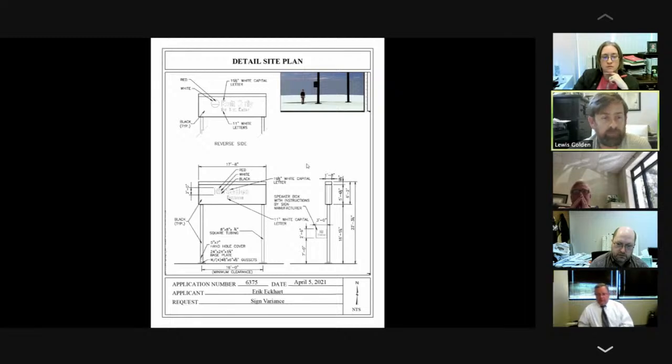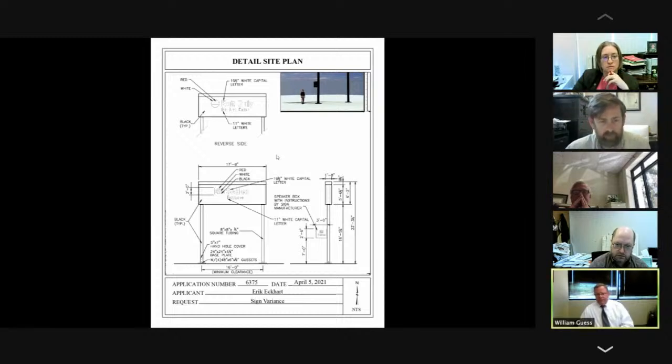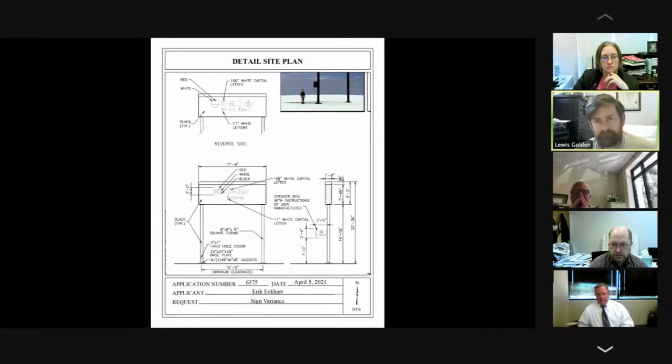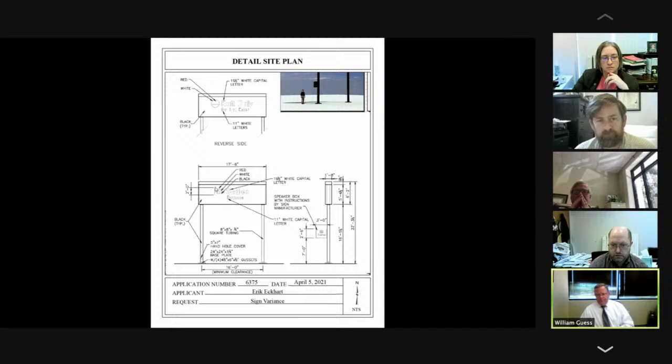I did. So we're talking separately about the tall sign and the building signage? I would say so. Okay, so right now we're just talking about building signage. Signage in general, total number. Okay, thank you. All right, any other questions, comments from the board?